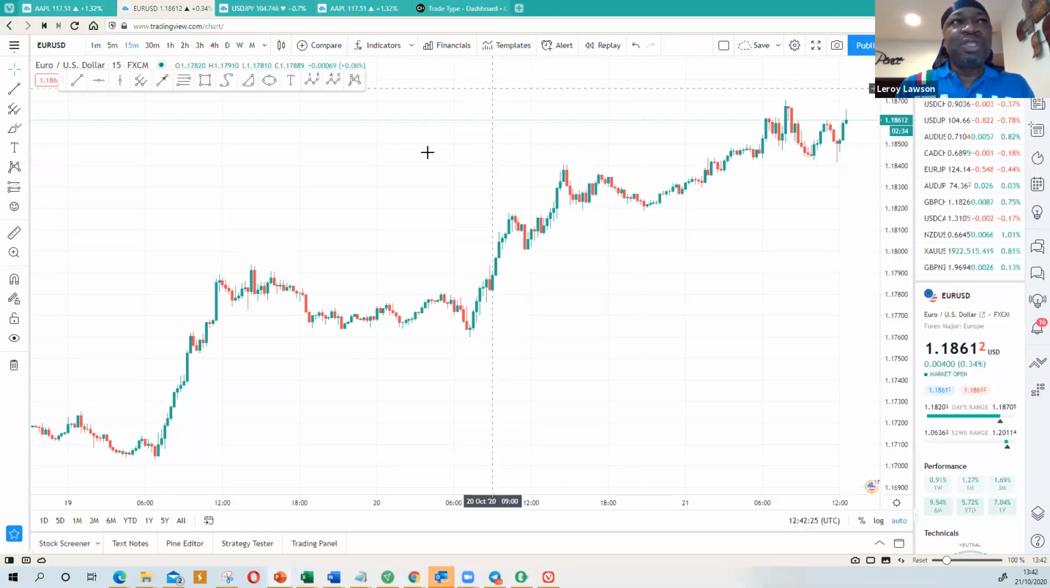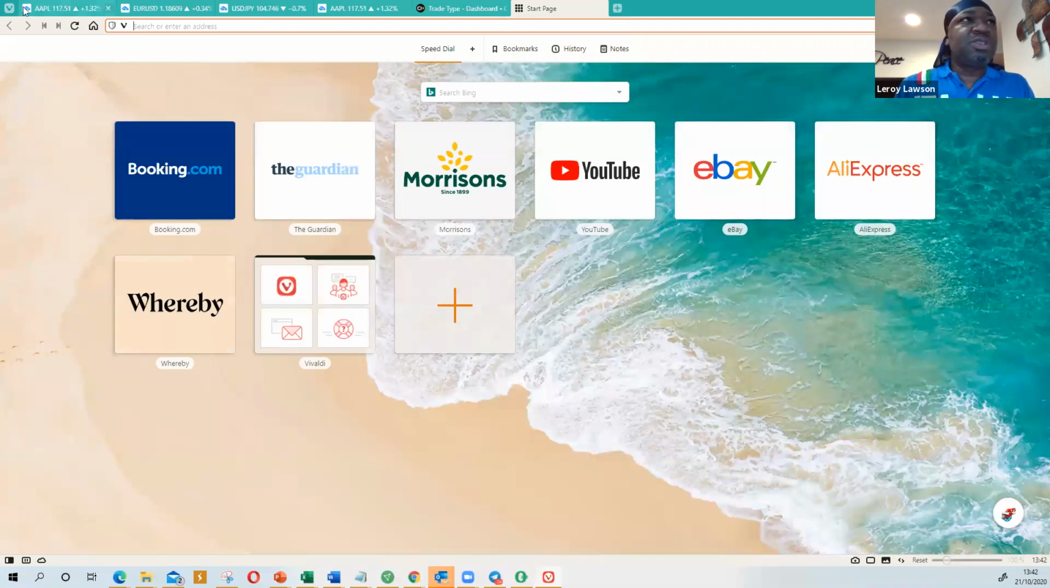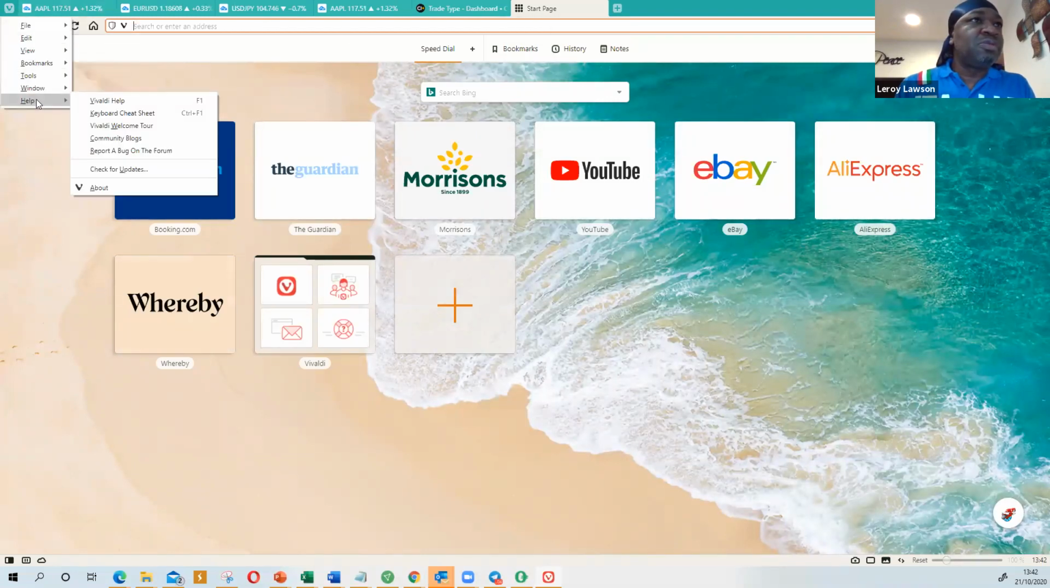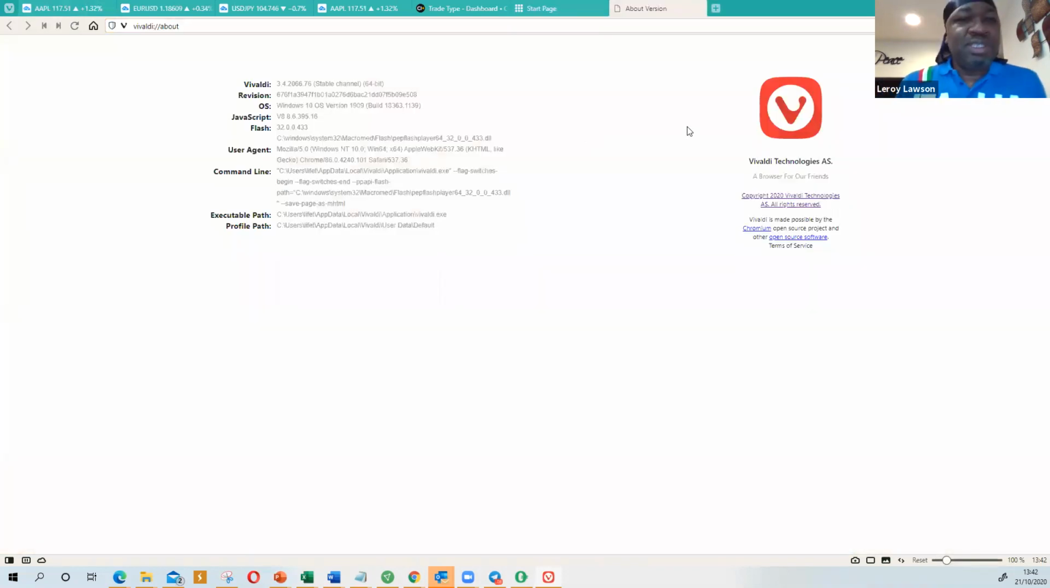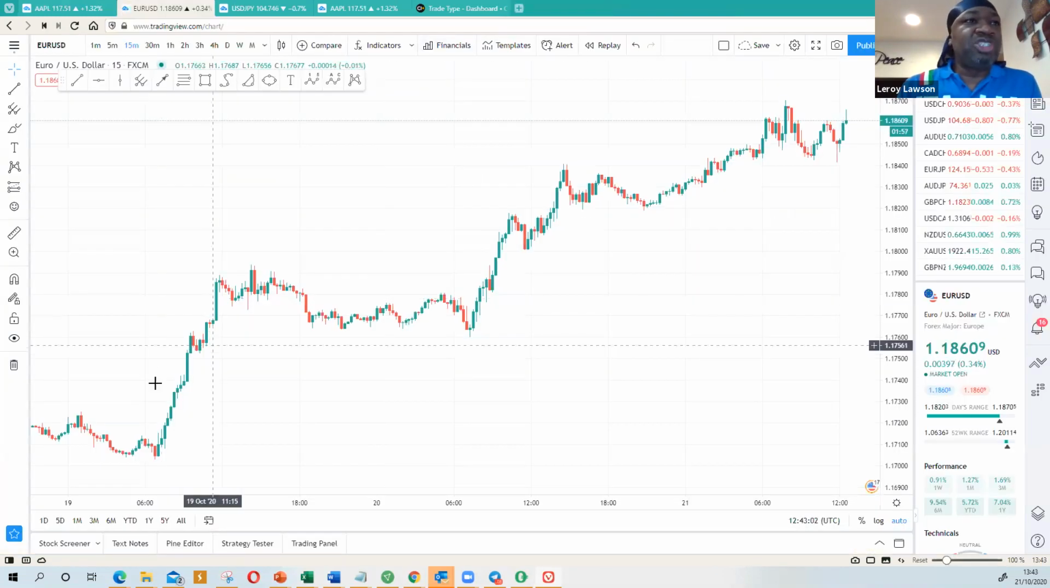So let me minimize that. I'm using the browser I was speaking about one time before. What's the name of it now? Vivaldi, right? It's called Vivaldi. I think it's named after an Italian artist. I like it because it allows you to do things your normal browser might not be able to. If you're utilizing one screen and haven't got two screens, this lets you have a bit more flexibility. So I'm going to bring up my chart here.